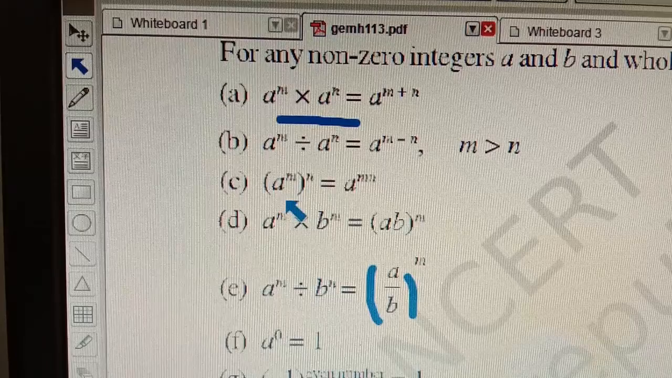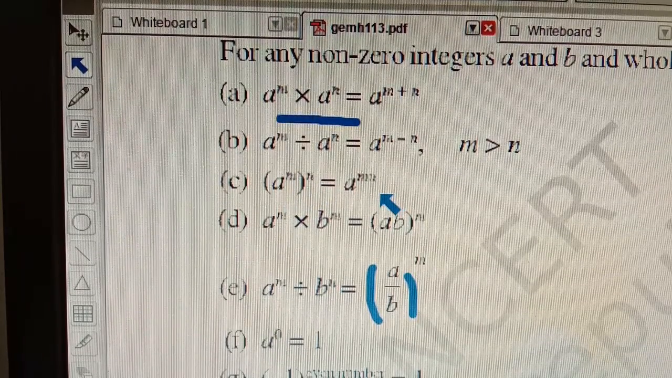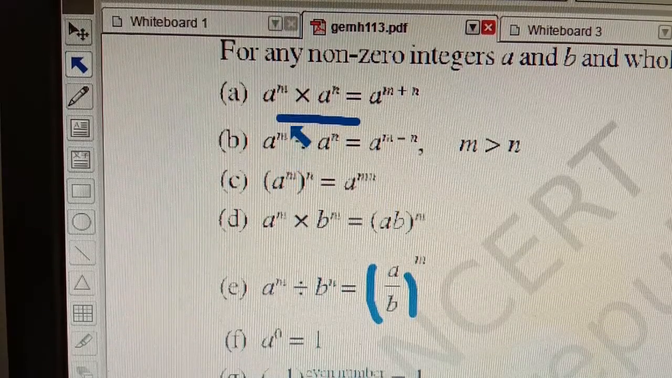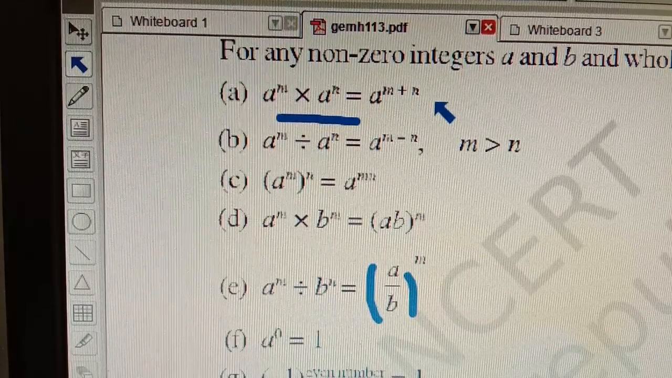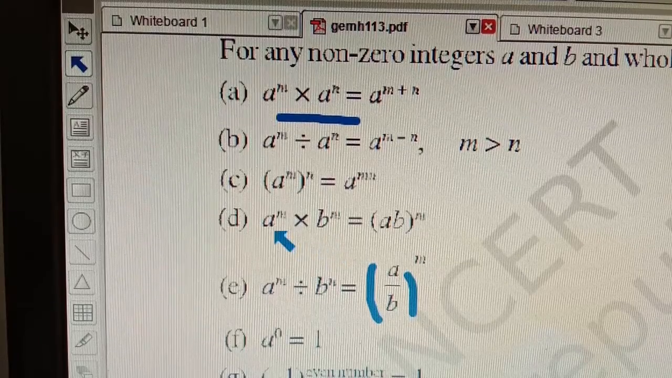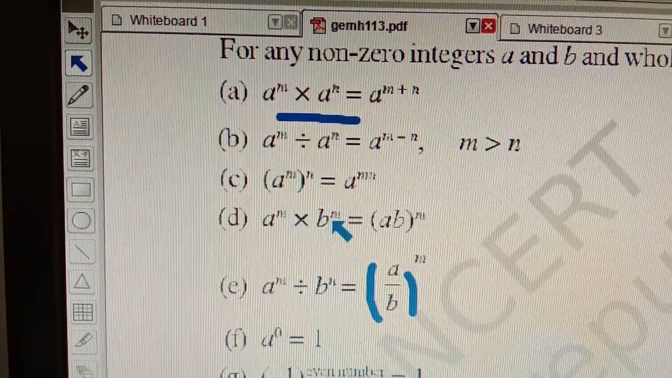Then the third law, a to the power of m whole to the power of n is equal to a to the power of mn. Okay, here we can see the base is the same, that is a is the base, and the powers are m and n. Then for the next law, listen: the bases are different, a and b are the bases, but the powers are the same.